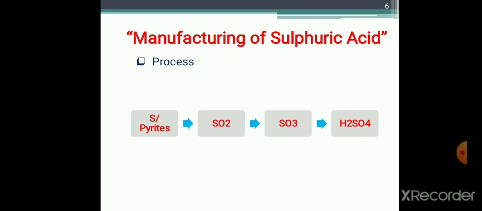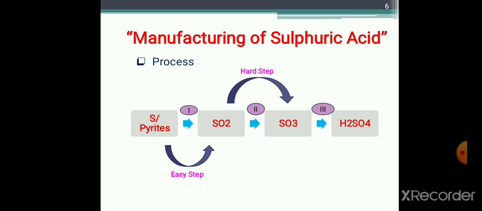First step, conversion of sulfur to sulfur dioxide, then sulfur dioxide to sulfur trioxide, and sulfur trioxide to H2SO4, that is sulfuric acid. The first step, conversion of sulfur or pyrites to sulfur dioxide, is a very easy step. But the second step, conversion of sulfur dioxide to sulfur trioxide, is a hard step. The third step, when SO3 gets converted into H2SO4, takes place by the absorption of water, and that step is again very easy.